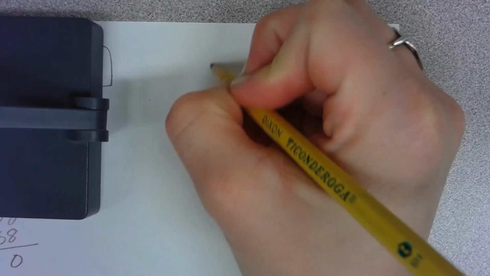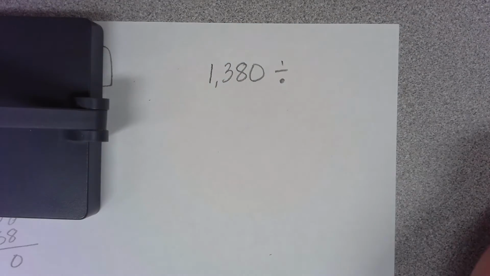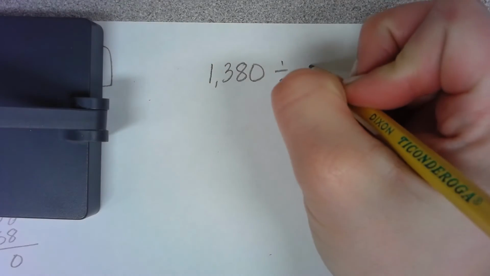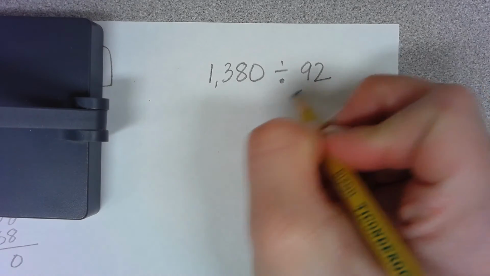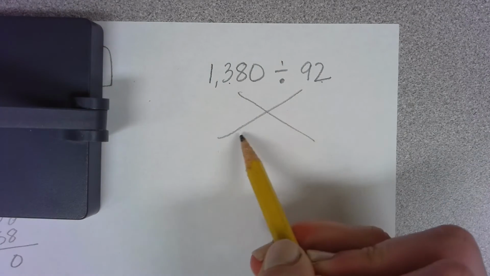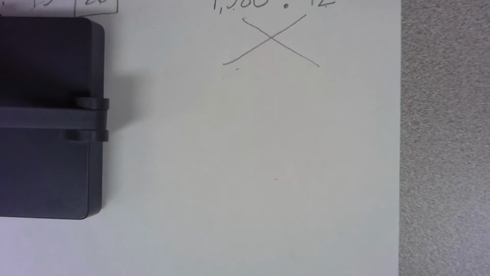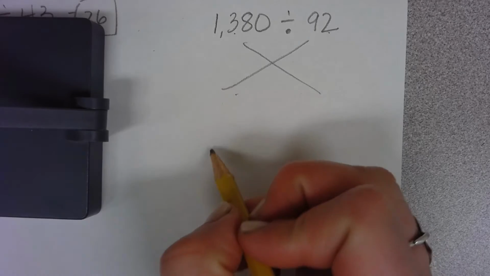So again, remember if they're written out, let's try this problem here. 1,380 divided by 92. Remember, think about your x. So my first number is going to go on the inside. My second number is going to go on the outside. So let's move my paper up for you here. And we will start dividing.